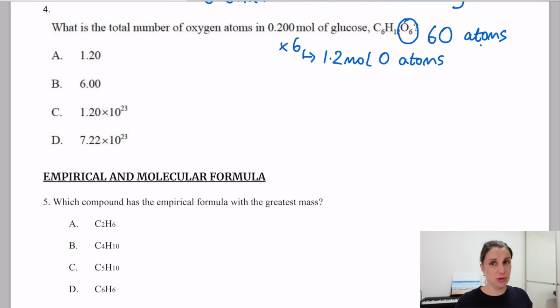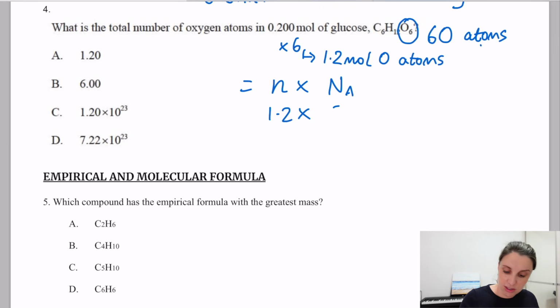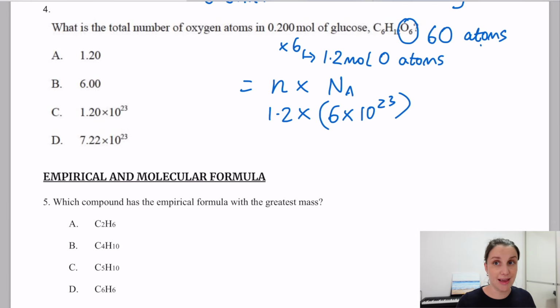Okay, notice that we're not doing particles, I don't need the 2, anything like that. They're just asking about the oxygen atoms. So if they want the number of oxygen atoms, then that means that I can use my formula. So I can do the number of particles equals the moles times Avogadro's number. So this becomes 1.2 times 6 times 10 to the 23, your Avogadro's number here.